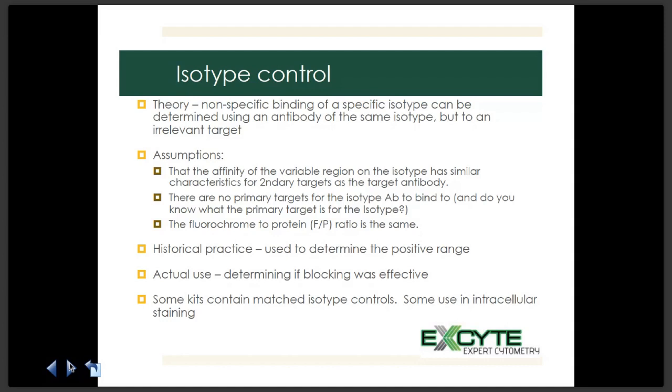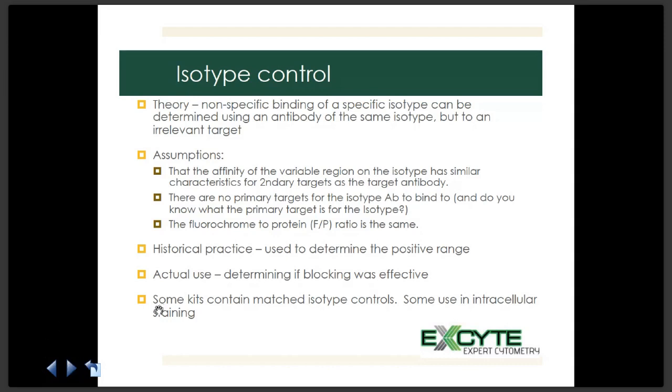I'm sure you've seen this in papers and you've heard about it. The concept being that all antibodies have a specific isotype, typically represented by the heavy chain and the light chain. So for example, you might have an antibody that's IgG2 kappa light chain. That will then have a specific Fab fragment that may be binding to the CD3 molecule on the surface of a cell. Now, if I take an antibody with the same isotype, but to an irrelevant target, the theory is that if I use that isotype control, I can determine the positivity of the sample because I'm going to be able to set and determine the nonspecific binding of my antibody.